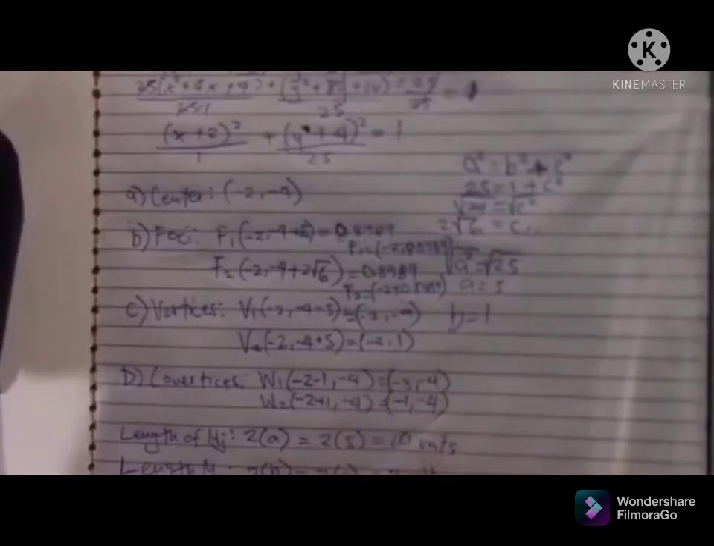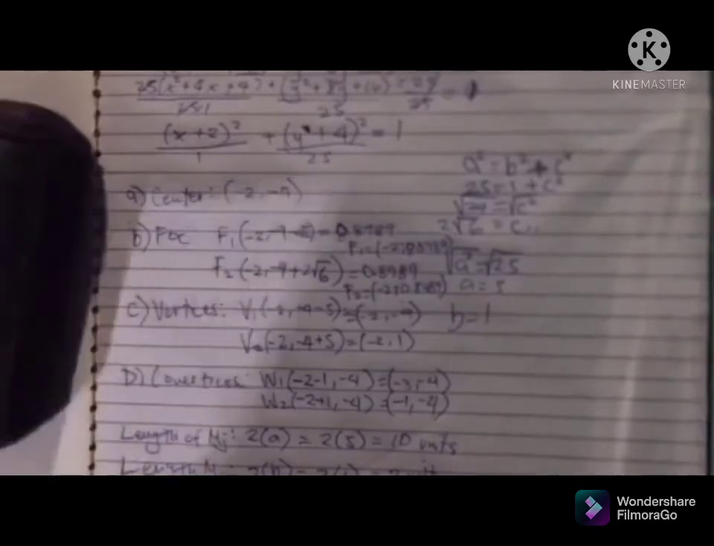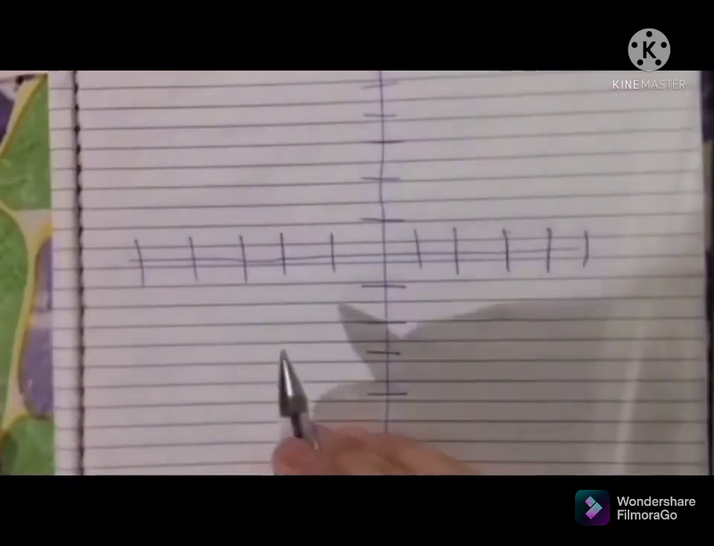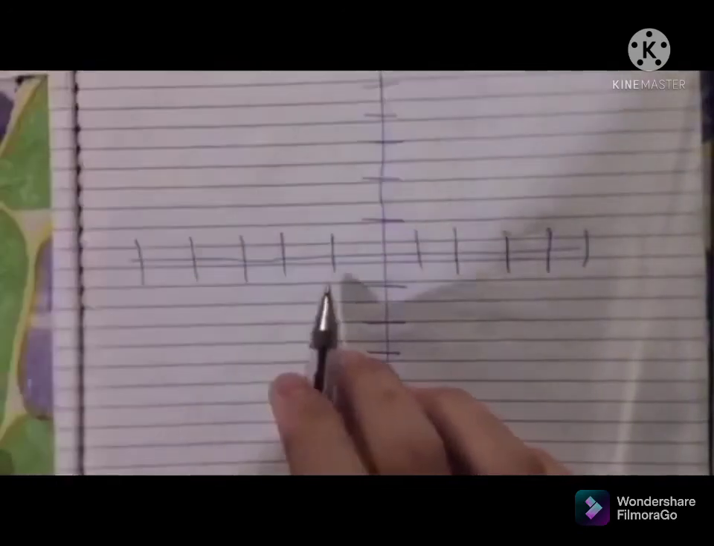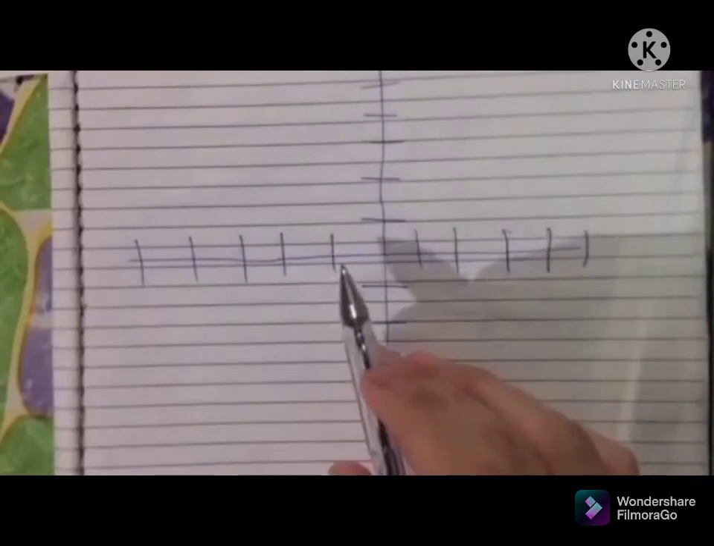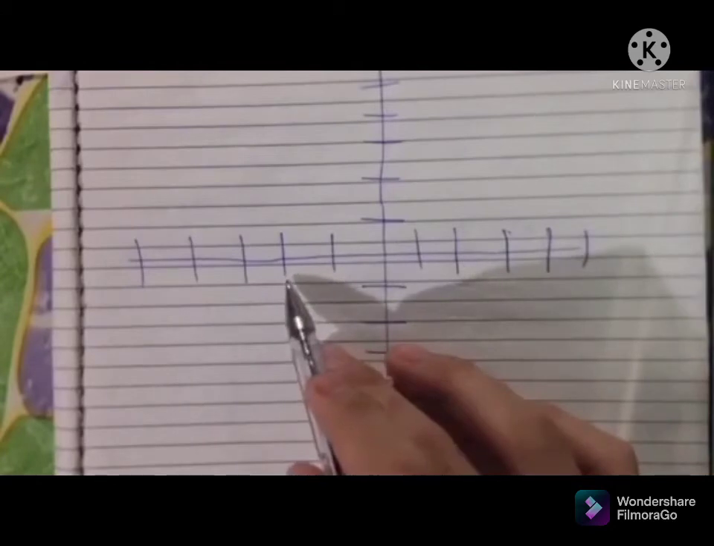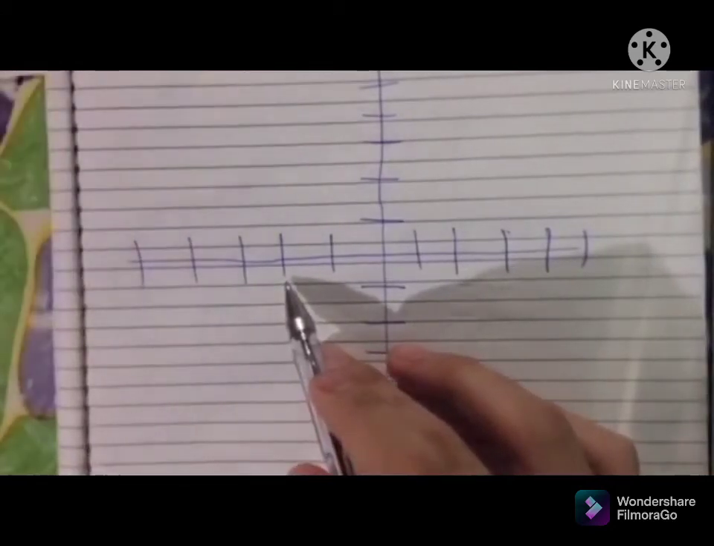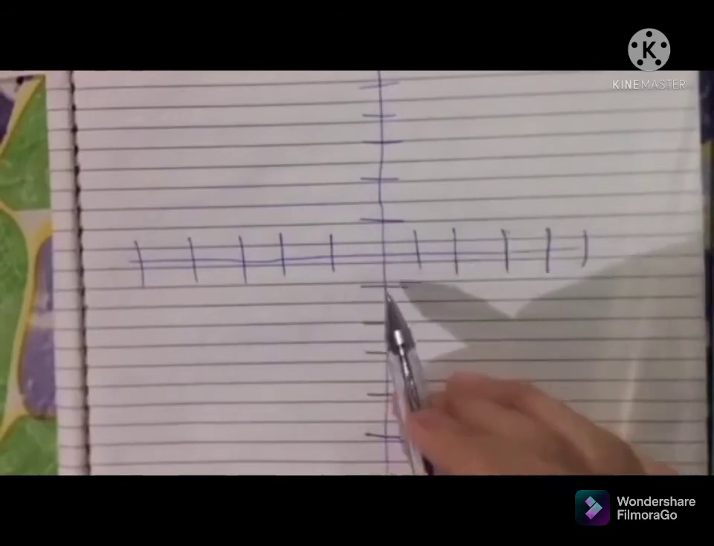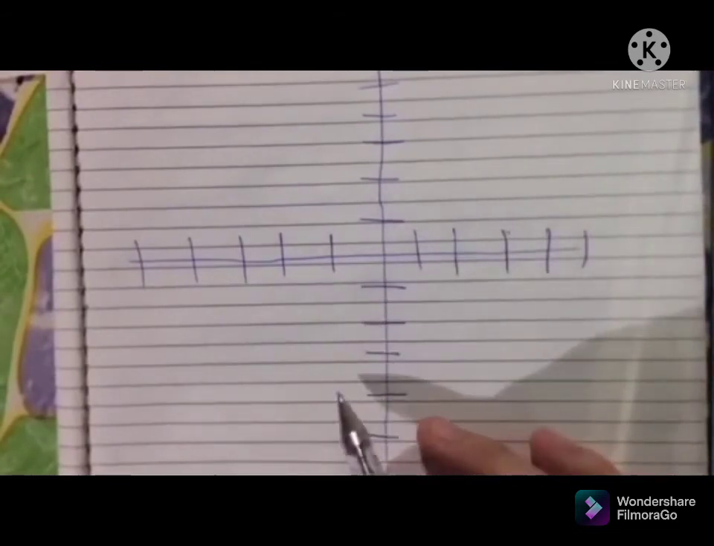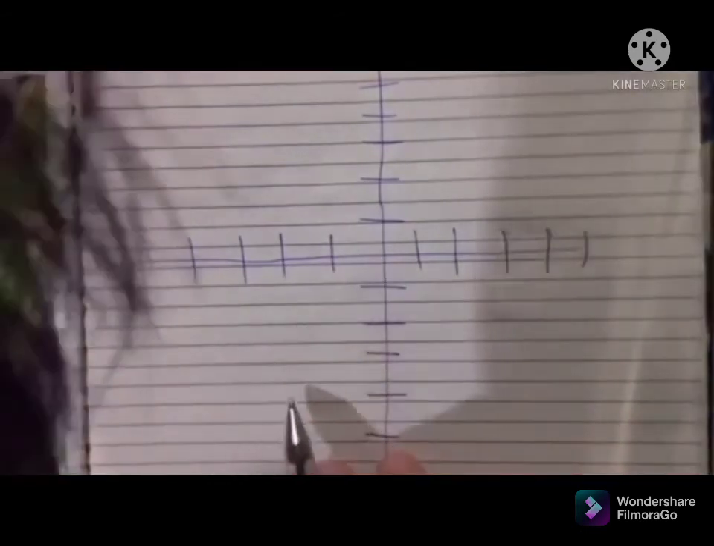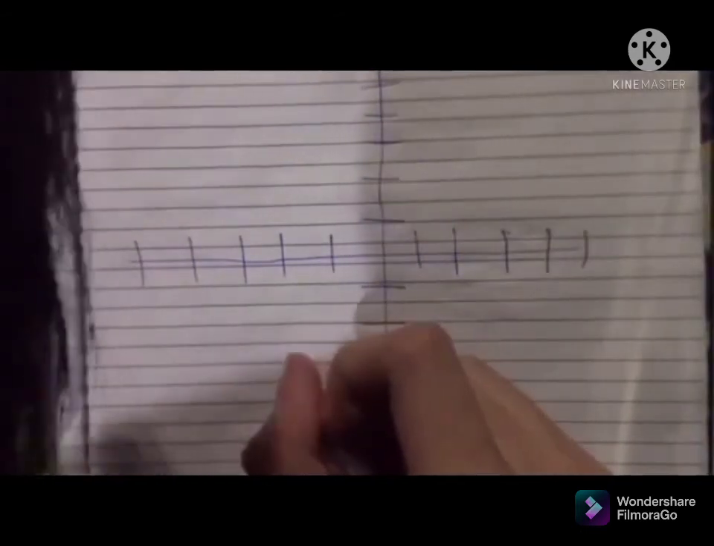Now let's graph these values to see if our equation is really a vertical orientation. For graphing, we first have to know the center. For x, we have -2 on the left side, 1, 2, and for y, we have -4, which is downward, 1, 2, 3, 4. Let's put some points, and that's it.